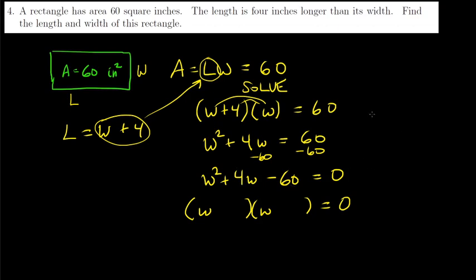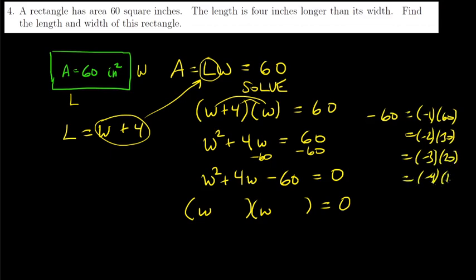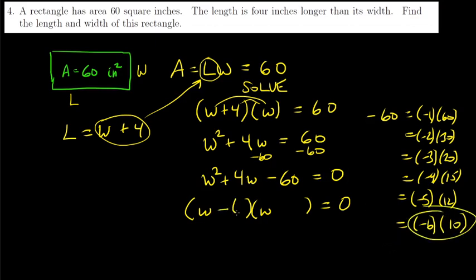So you can write out the list. It's not going to be negative 1 and 60, or negative 2 and 30, or negative 3 and 20, or negative 4 and 15, negative 5 and 12. Nope. How about negative 6 and 10? Yeah, 10 minus 6 is 4. So W minus 6 times W plus 10.